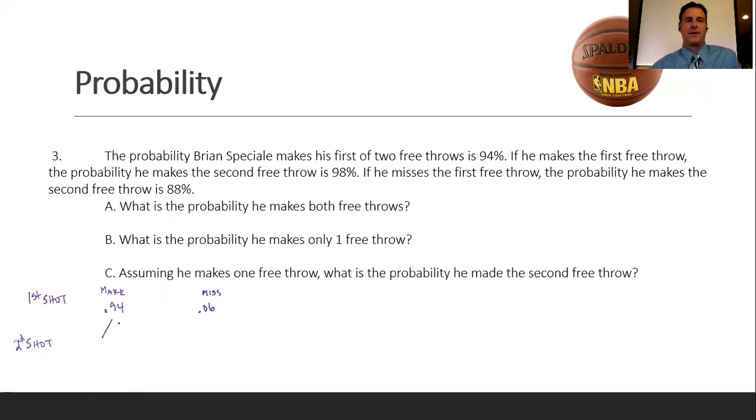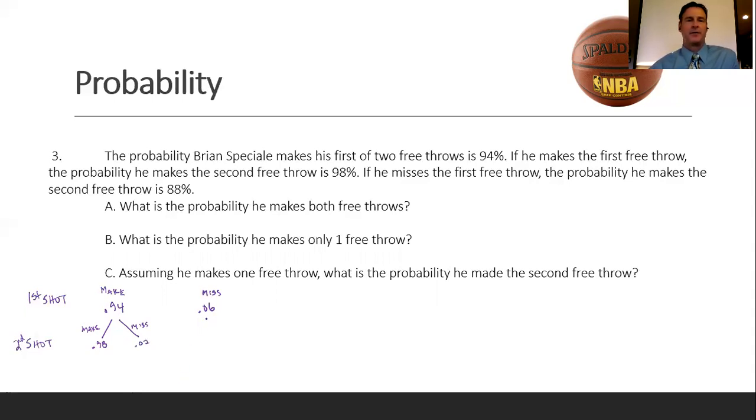All right, now there's a second shot. It says if he makes his first free throw, the probability that he makes his second free throw is 0.98. So we're going to call this a make. Probability that he makes the first is 0.94. If that's the case, the probability that he makes the second is 0.98, which means the probability that he would miss is 0.02.